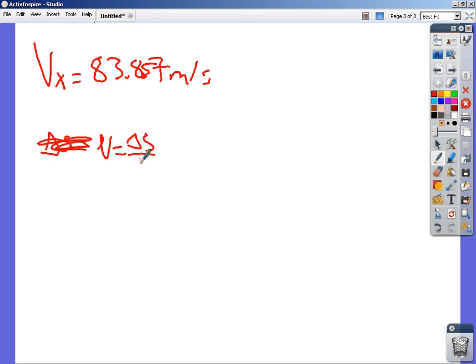Determine the range at the instant just before the projectile hits point P, meaning the ground. Find C, the horizontal and vertical components of velocity. All right, so first, the horizontal is easy. What was it, 83.157?